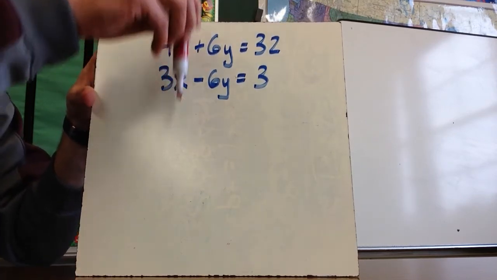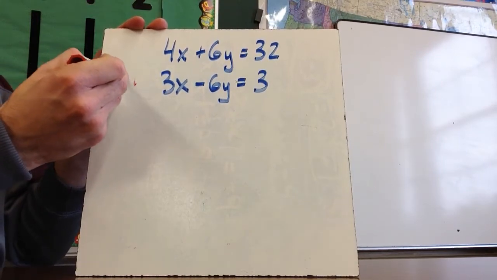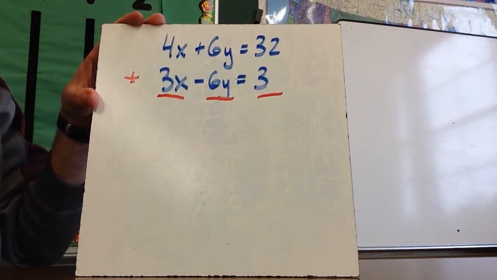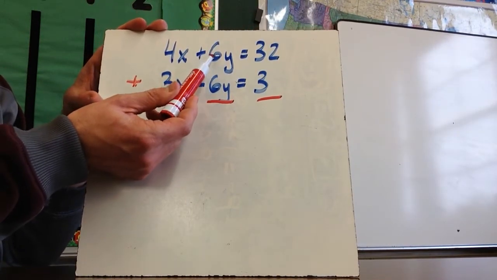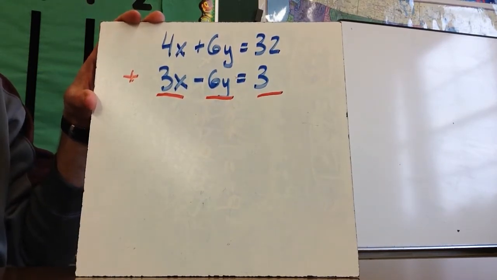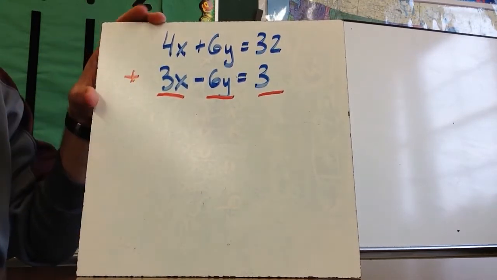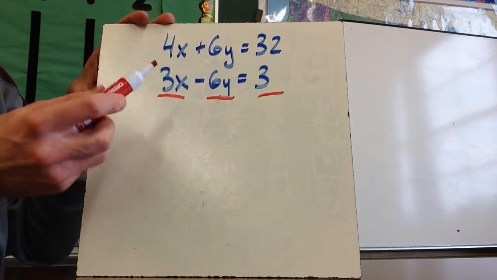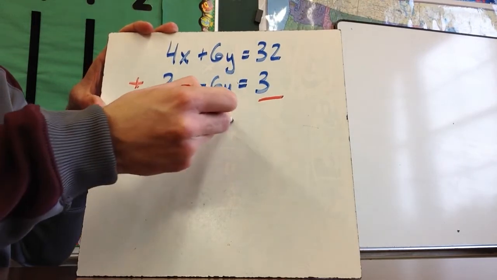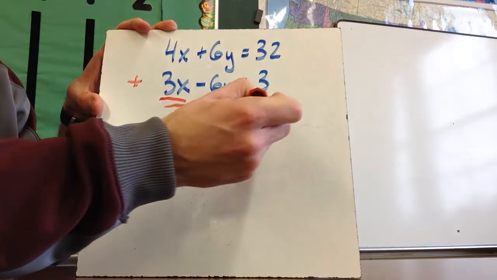If you want to think of this as columns going down, if I were to add these two equations, which means I'm going to basically do 3 columns of addition, when I add this middle column, 6y plus negative 6y is going to give me 0. And 0y means that the y will disappear. The y will be eliminated, meaning that I will only have x left. So 4x plus 3x is 7x. This gets eliminated. 32 plus 3 is 35.